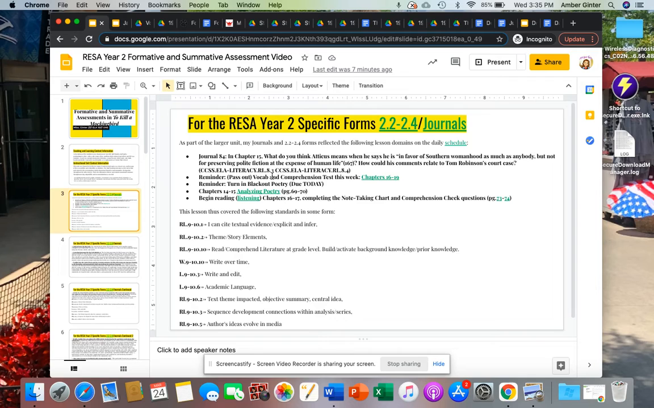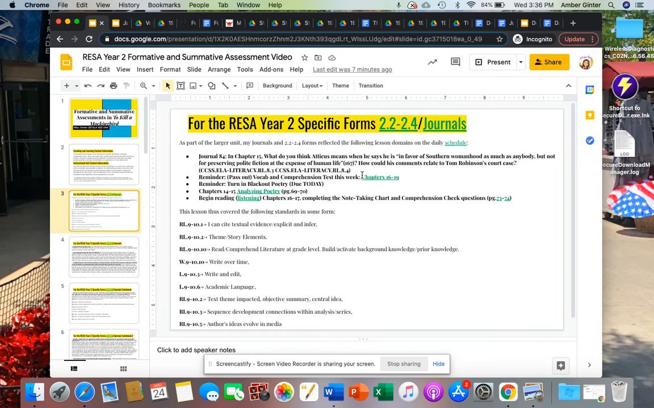If you look at our lesson today, on that day, we were on chapter 15. We looked at the journal. What do you think Atticus means when he says he's in favor of Southern womanhood as much as anybody, but not for preserving polite fiction at the expense of human life? How could his comments relate to Tom Robinson's court case? This is getting at a little bit deeper level cognitive thinking other than just, tell me what the chapter was about. We're trying to connect the ideas in the novel as a whole for segregation, racism, discrimination, the difference between how whites were treated as opposed to African Americans.